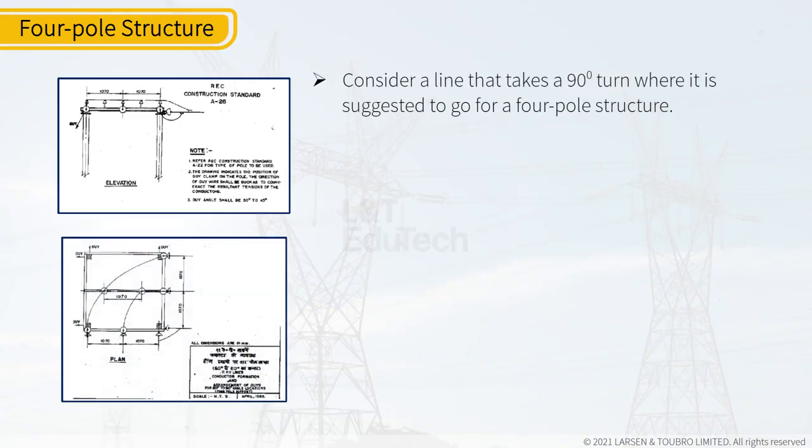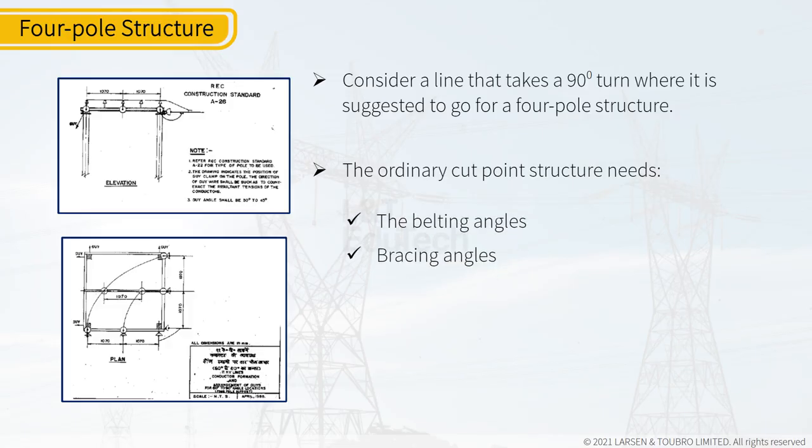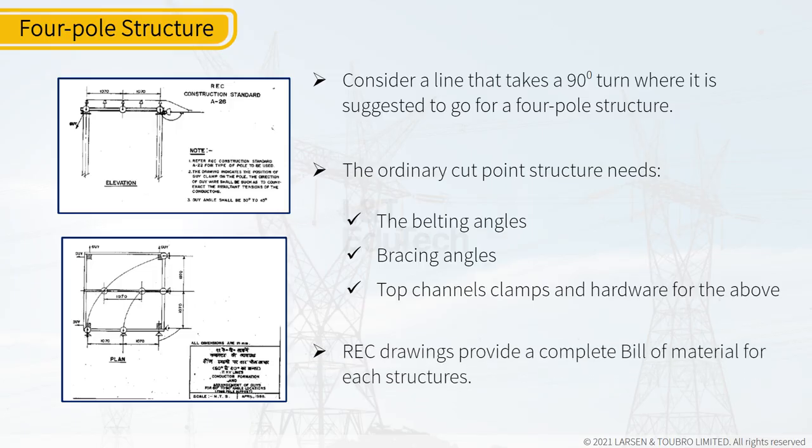Let us consider a line that takes a 90-degree turn where it is suggested to go for a 4-pole structure. The structures which are required are the belting angles, bracing angles, top channel clamps and hardware for the above. Also, the structures required at the top for terminating the conductors from both ends, cut points, and the structures required to enable providing jumpers from one end to the other. Let's understand the standards for structures.